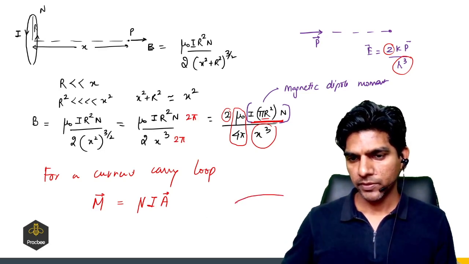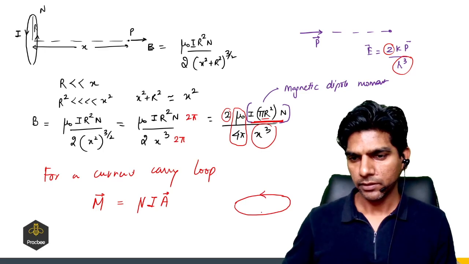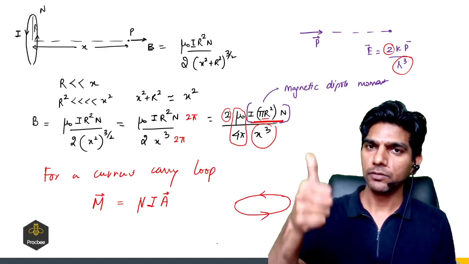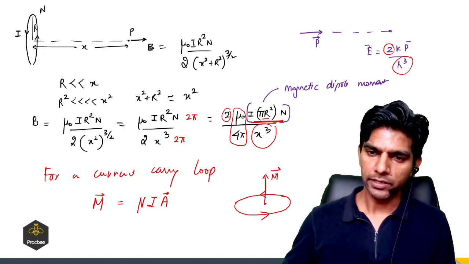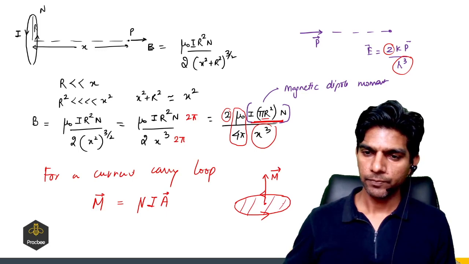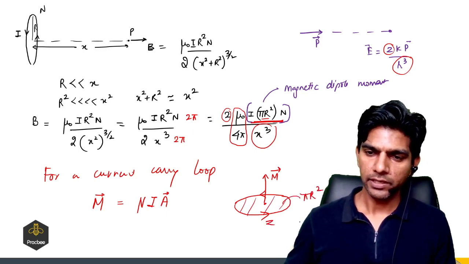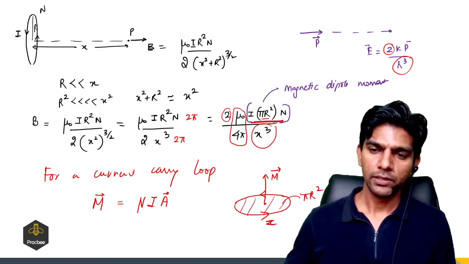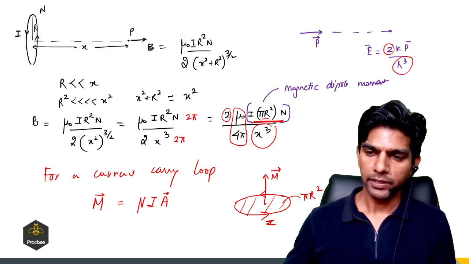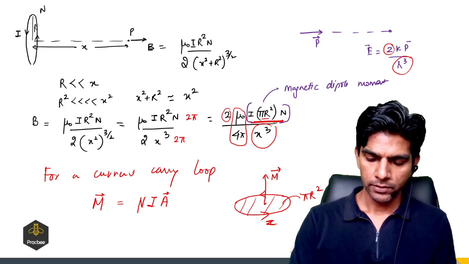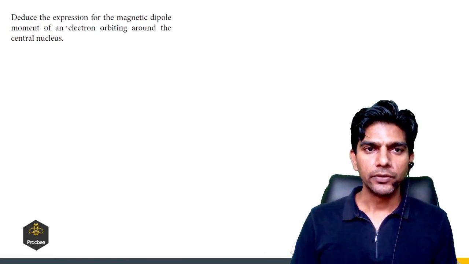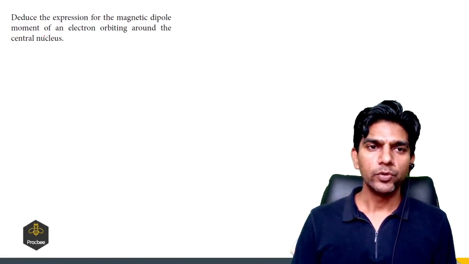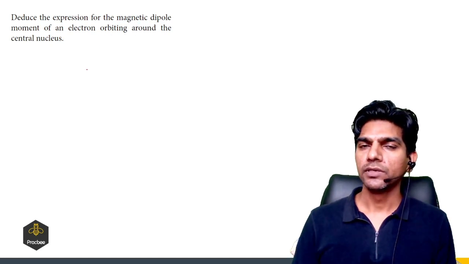So if this is the coil and the current is in this direction, if I curl my fingers, the thumb is pointing in the upward direction, so I can say the magnetic dipole moment will be in this direction. And if this area is pi r square and the current is I, then magnetic dipole moment will be I pi r square. If there are n turns, then we can multiply this with n turns. So I hope magnetic dipole moment is clear. Now let us see a question. Deduce the expression for magnetic dipole moment of an electron orbiting around the central nucleus.